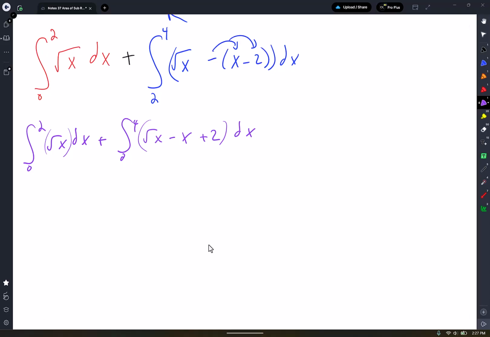Antiderivative, that's x to the half. So x to the half plus a half, I'm going to have 3/2 divided by 3/2, which is the same thing as 2/3. I'm going to put this in a bracket. I'll put a lower limit of 0, upper limit of 2. Okay, that's what I'm doing for that one.